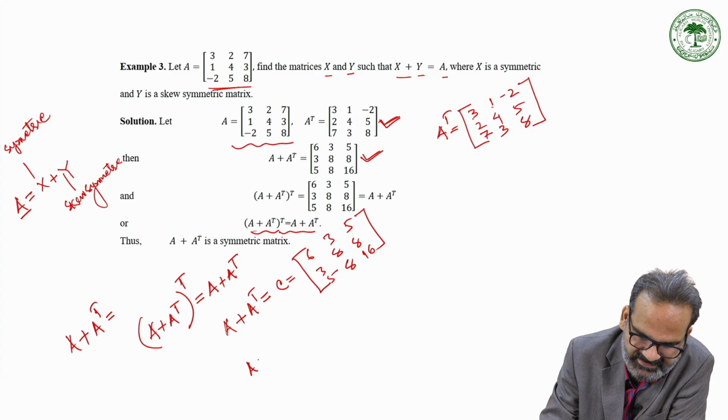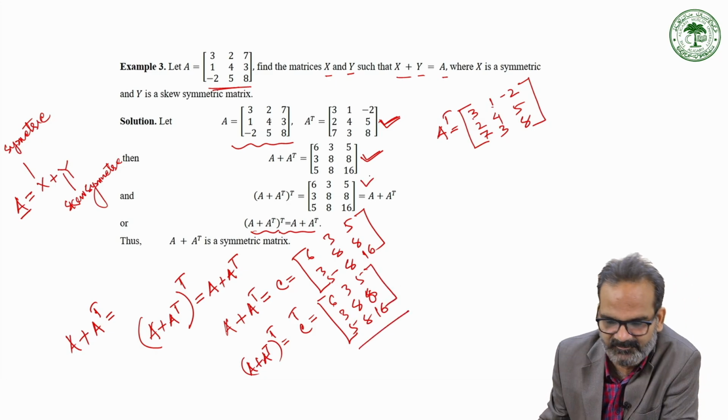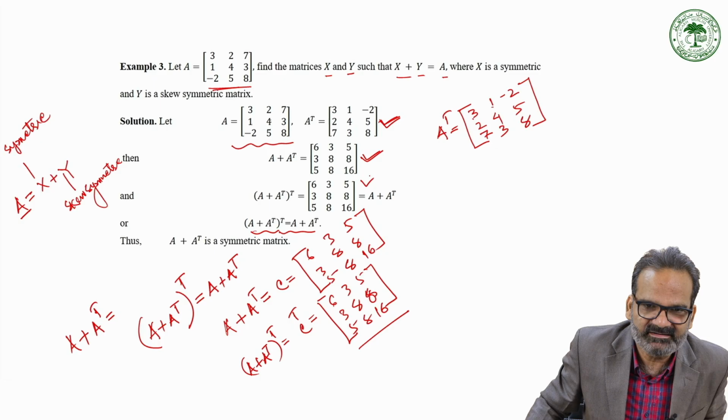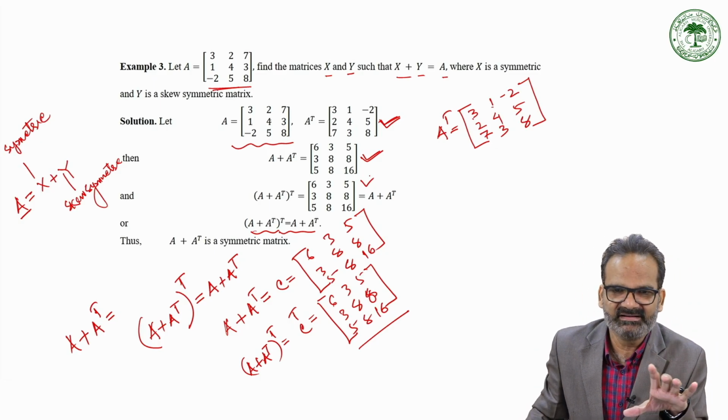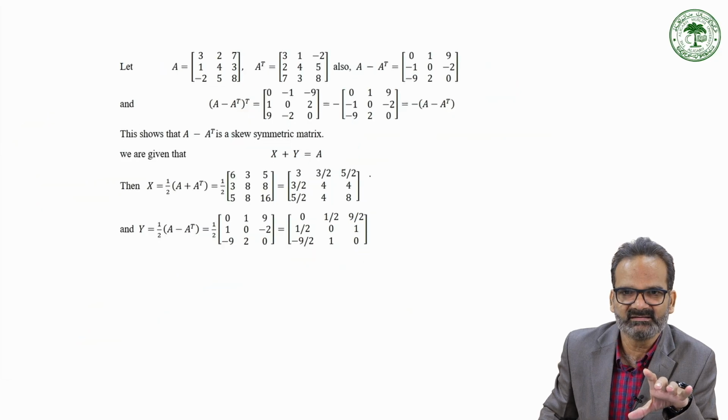So A plus AT, its transpose means transpose of this matrix. So what will you get? 6, 3, 5, the first row should be first column, second row should be second column, third row should be 5, 8 and 16, right? This and this both are same. So the transpose of A plus AT is giving you A plus AT itself. So A plus AT is symmetric, means the first part is symmetric.